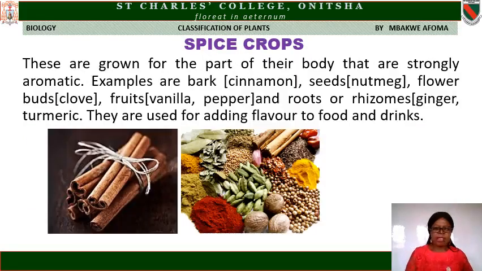We have the spice crops. These ones are being grown for the part of their body that is strongly aromatic. Like you have the one whose bark is strongly aromatic, like the cinnamon. You can see it in the diagram here. There are some that it is their seeds, like the nutmeg. Most of you know what is nutmeg. Some is their fruits, like vanilla. This vanilla is being used both in making cake and making some of the drinks.